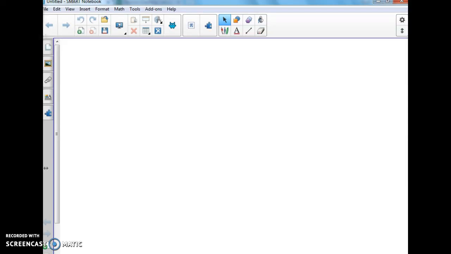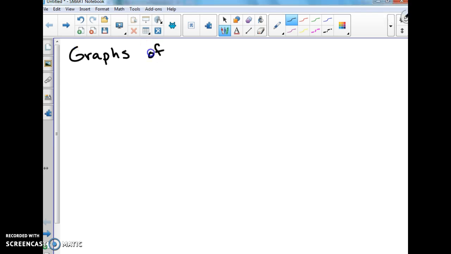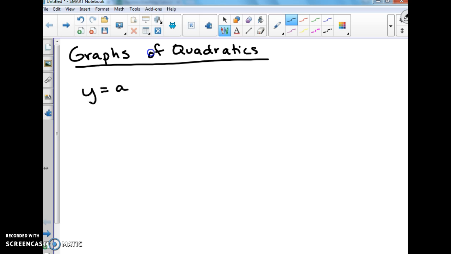We're going to be looking at the graphs of quadratics and how they can change based on a translation. So a graph of a quadratic, remember that normally we're in the form of y equals ax squared plus bx plus c. And you can type that right into your calculator just like that, and it'll pop up and show you the graph based on this.